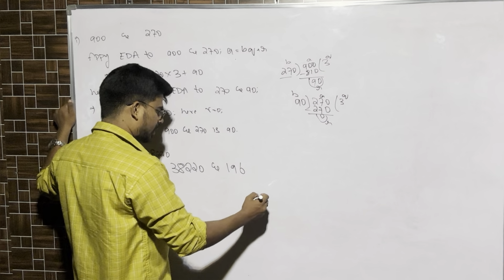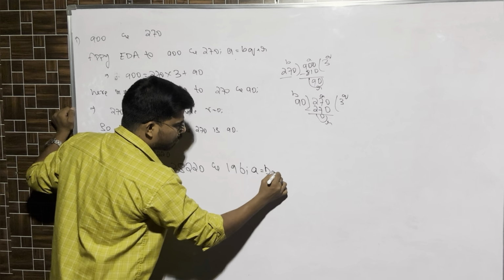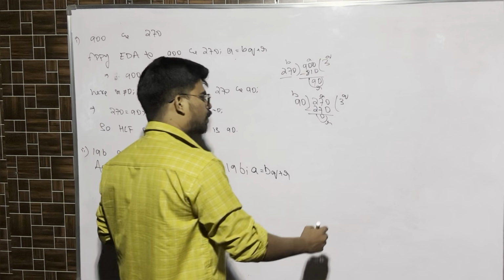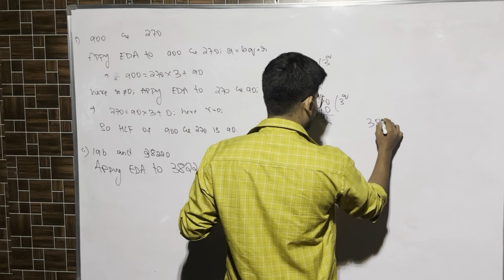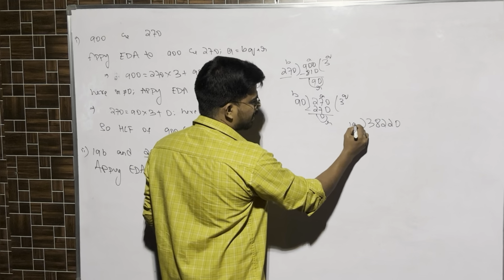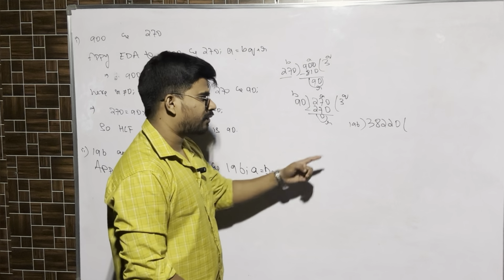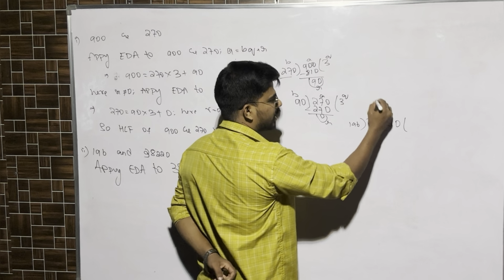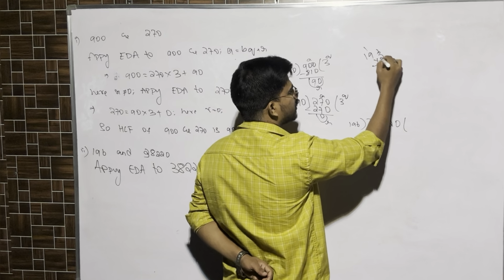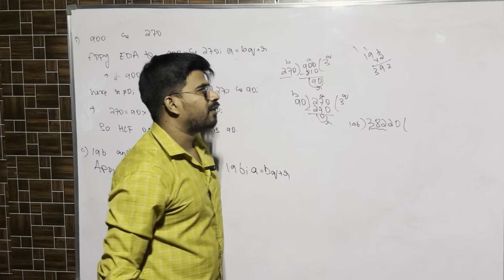So I am doing the division here. Applying Euclid's division algorithm, what does it say? A is equal to BQ plus R. In the rough work, we do 38220 divided by 196. We are checking 3 digits here, 382. So 196 into 2: 2 6s are 12, 2 9s are 18 plus 1 is 19, 2 1s are 2 plus 1 is 3. It will become 392. If we multiply by 2 it becomes 392, which is bigger or smaller? Bigger. So we have to take 1.